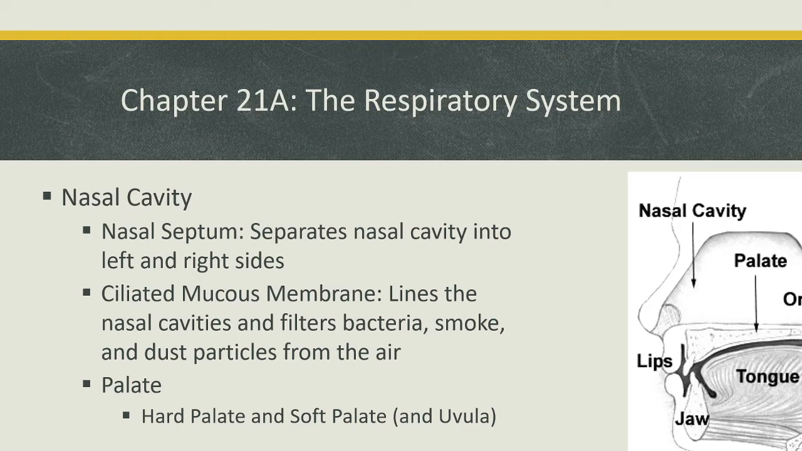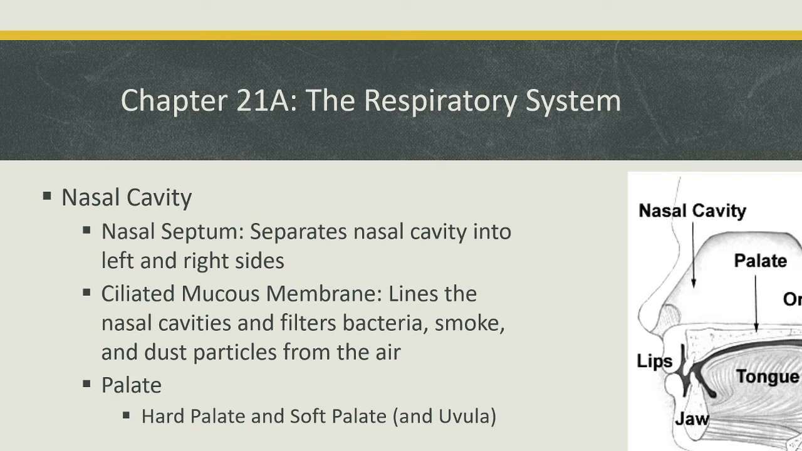And then, since I'm talking about the palate, the palate has two parts: the hard palate and the soft palate. The hard palate is up here. Think of the roof of your mouth, and then the soft palate is this part down here. And the soft palate ends in the little dangly thing at the back of your throat. That's called the uvula. That's the dangly thing at the end of the soft palate.